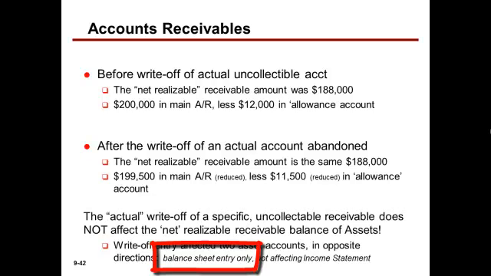So to repeat, the actual write-off of a specific uncollectible account receivable does not affect the net realizable receivable balance of assets, and therefore it does not affect the income statement. Total assets does not go down in a write-off because the write-off entry affects two different asset accounts in opposite directions, debits and credits. They offset each other.